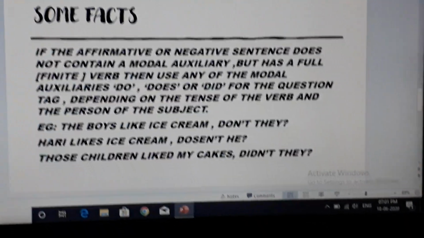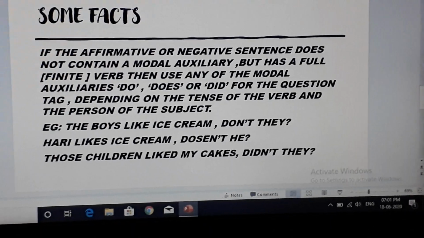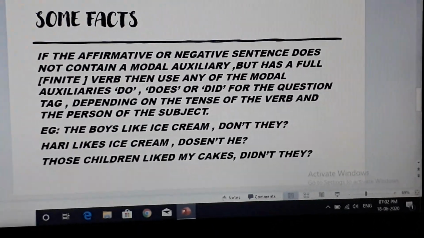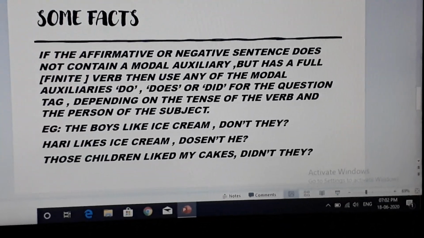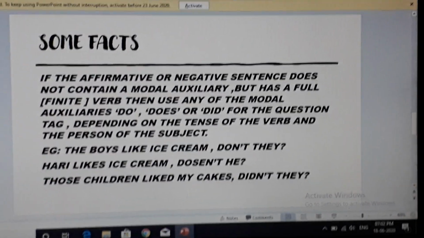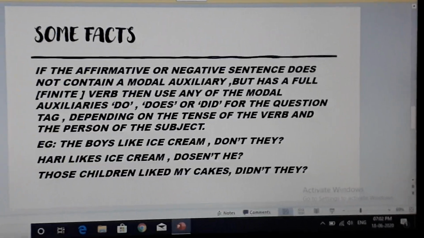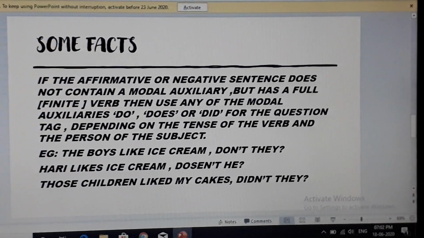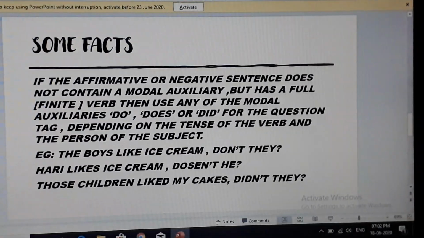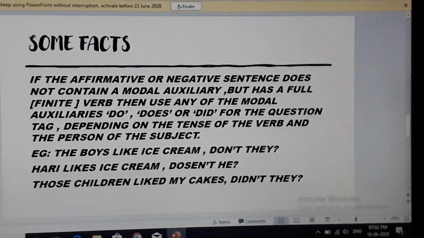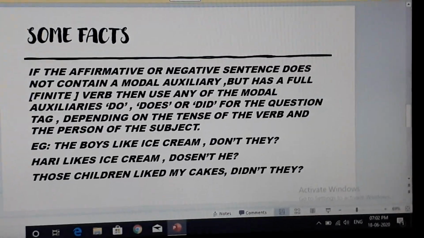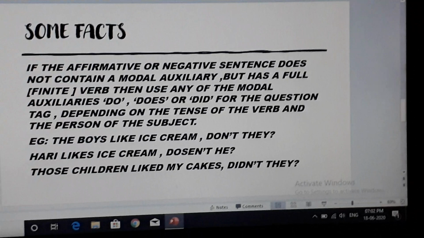Next sentence, those children liked my cakes. Now liked is my finite verb and it shows that the sentence is in past tense. If the sentence is in past tense, there is no need to check the subject. You have to use did or didn't. Again the sentence is positive, so I will be making the question tag negative: didn't they?